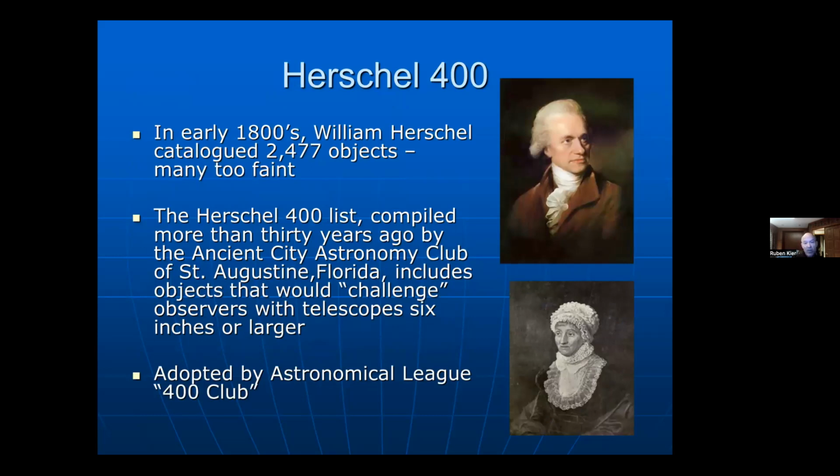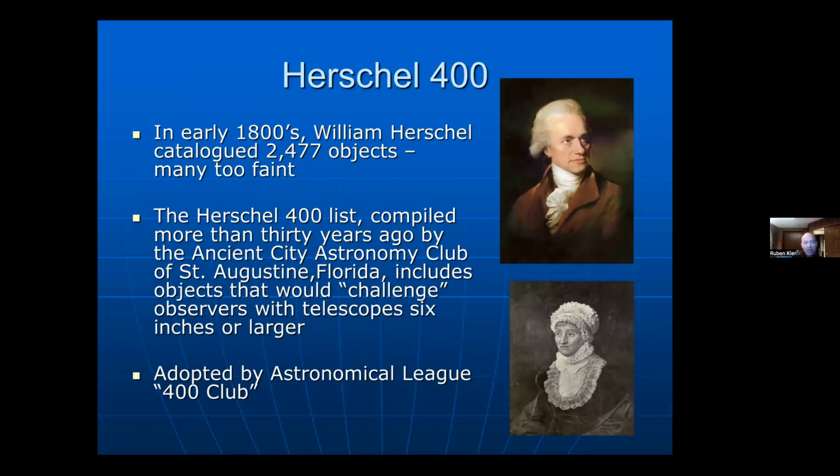Another list that we've all referred to is the Herschel 400. This Herschel 400 was not a list by Herschel. He actually had a catalog of 2,477 objects. Many of them were extremely faint, and again, objects that he didn't know what they were. He just noticed that they were fuzzy objects. Some had spiral shapes. Some were clustered, but clusters of stars.